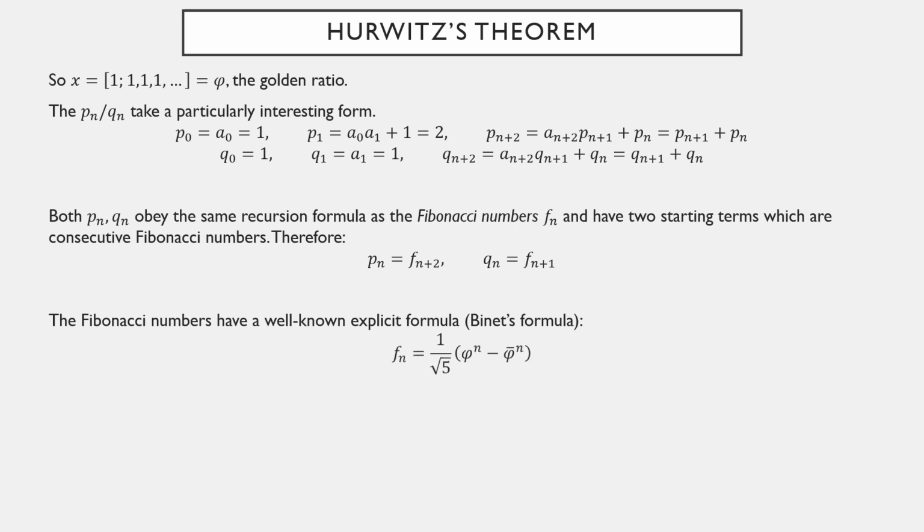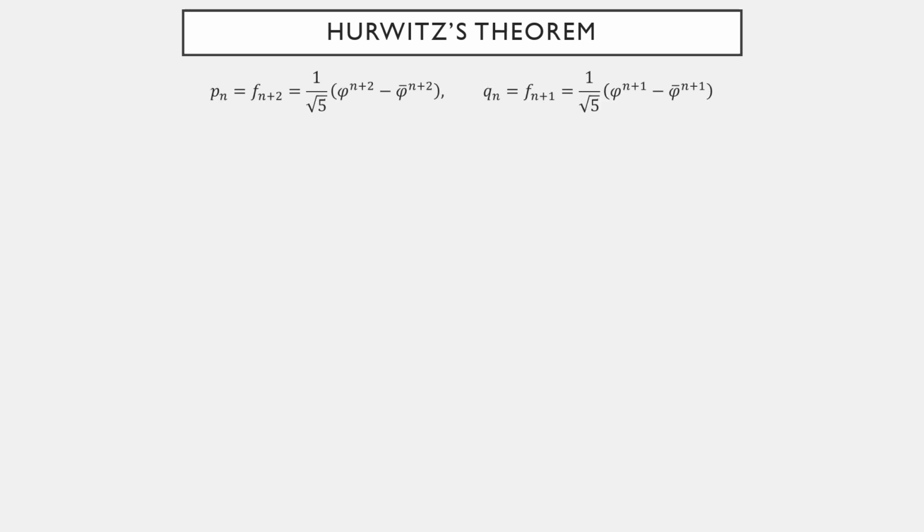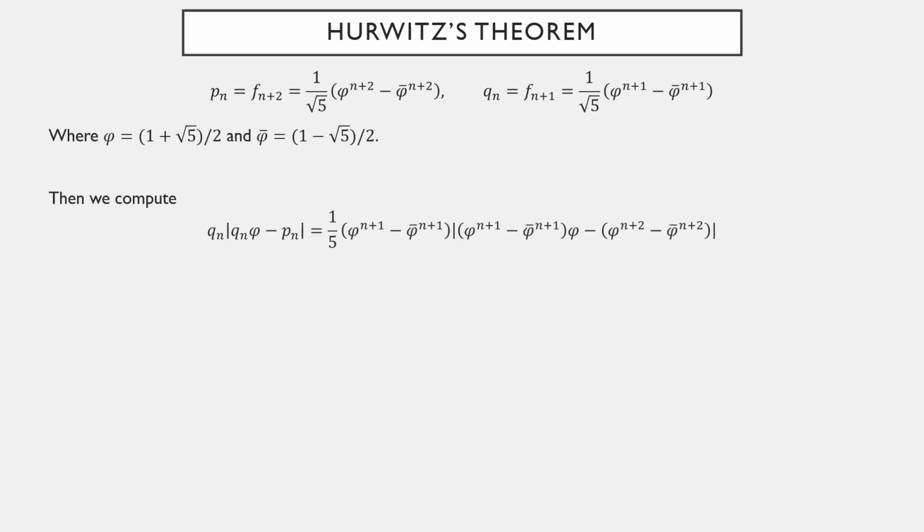So there's a well-known explicit formula for the Fibonacci numbers. Fn is 1 over root 5 times phi to the n minus phi bar to the n, where phi is the golden mean 1 plus root 5 over 2, and phi bar is its algebraic conjugate 1 minus root 5 over 2. So Pn is a Fibonacci number, and here is its Binet's formula representation, and Qn is also a Fibonacci number. So we can compute this distance, Qn times Qn phi minus Pn.